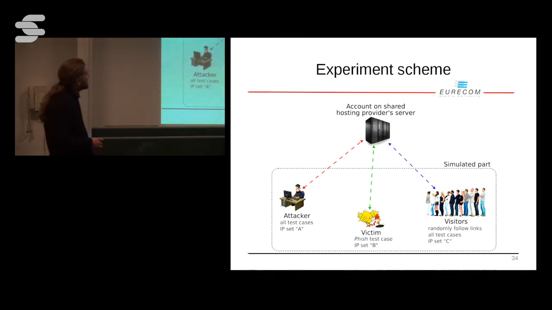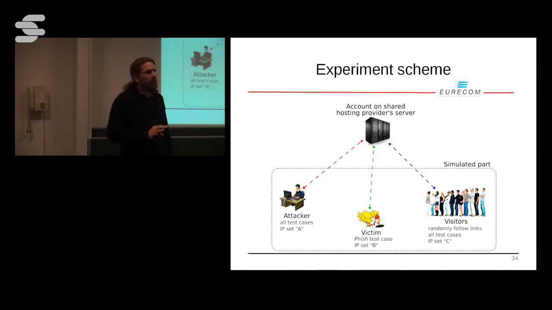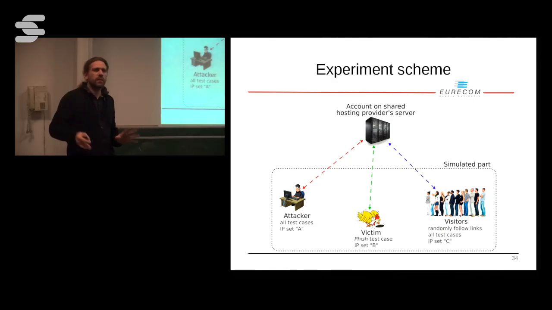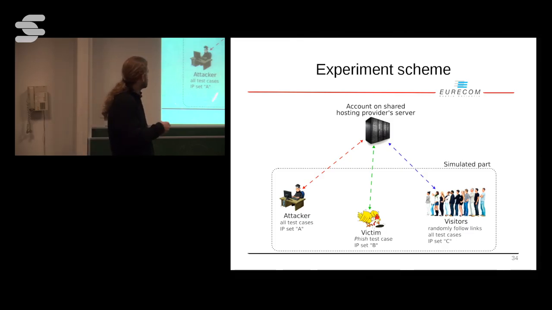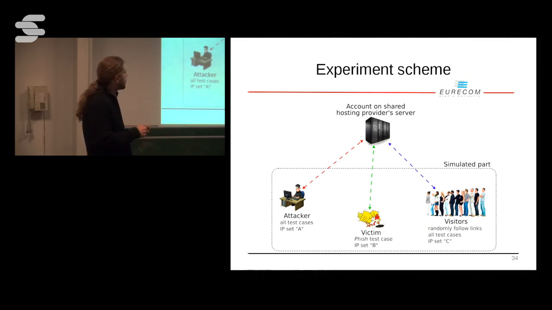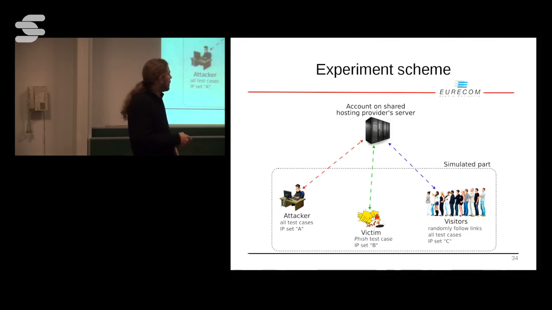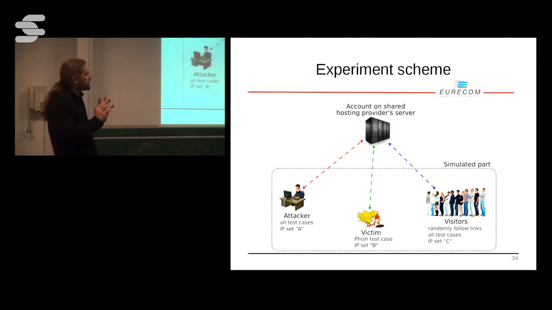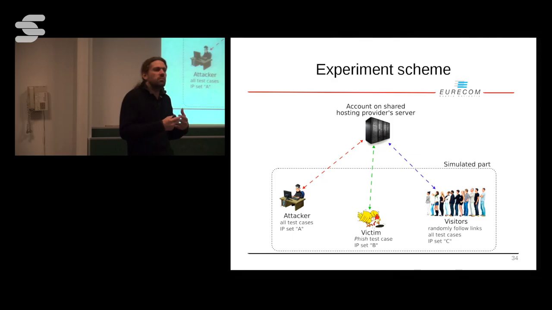But then we run the attacks, right? And for running the attacks, so that it looks legitimate, we actually use some VPNs to have a different set of IP addresses. We don't want everything to look like it's coming from the same place. So we have a set of IP addresses that are only used for performing the attacks. For the phishing test case, we have a set of IP addresses that is only used by the victims. And then we have some normal visitors that simulate normal usage of the website, so it looks like a real website.